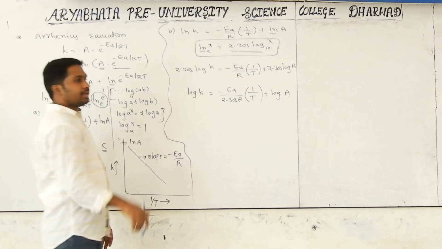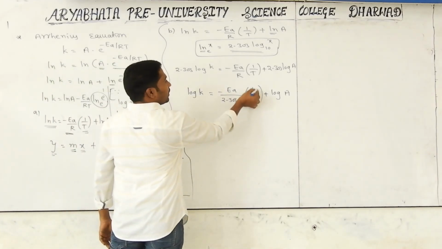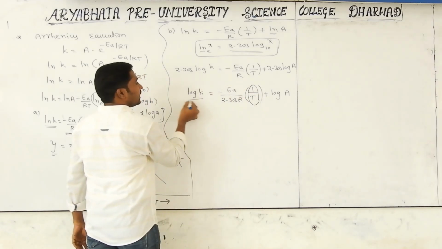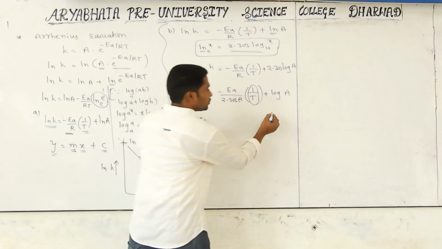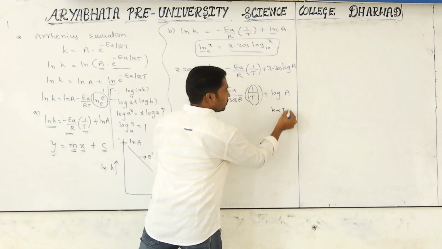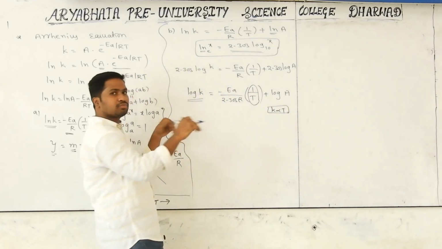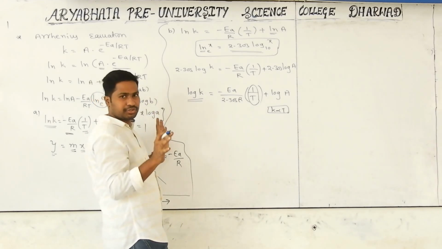Again, what are the variable terms? 1 by T varies, and correspondingly log k will vary. Why? Because k is directly proportional to temperature. Yes or no? Yes. Remaining all terms will be constant for the reaction at all temperatures.